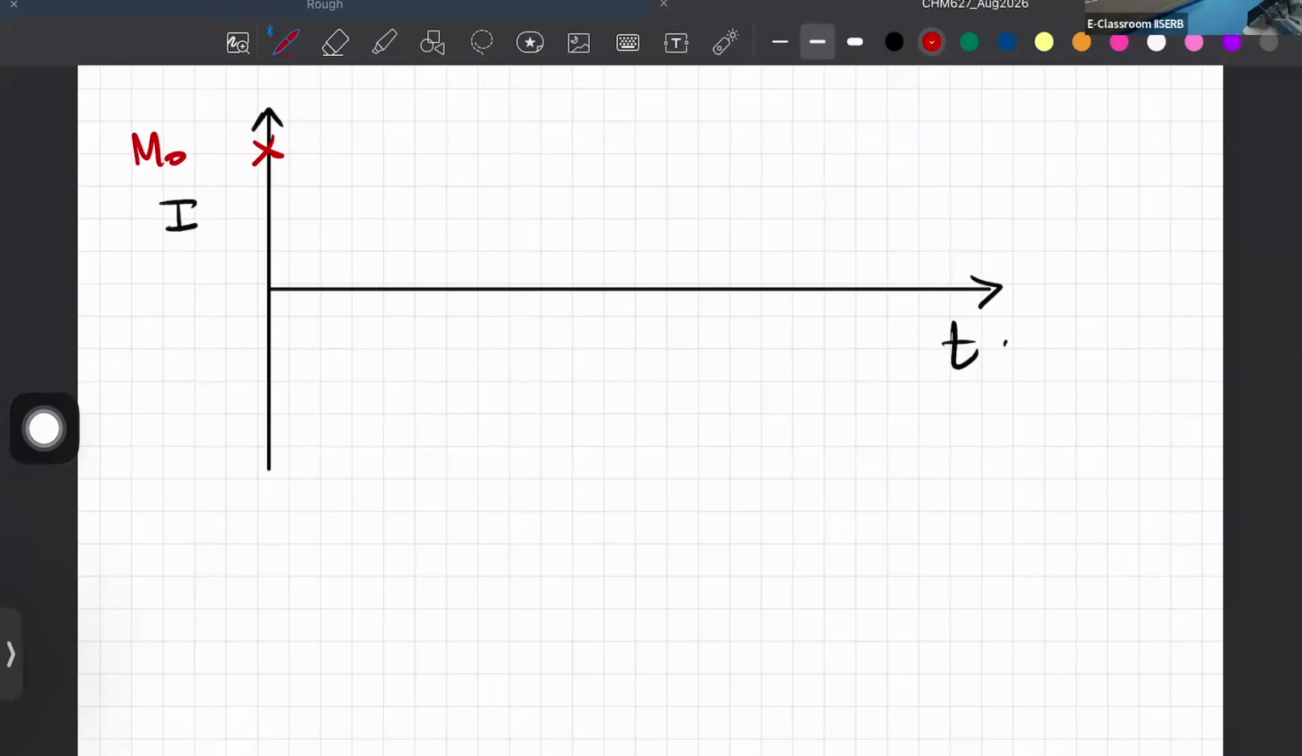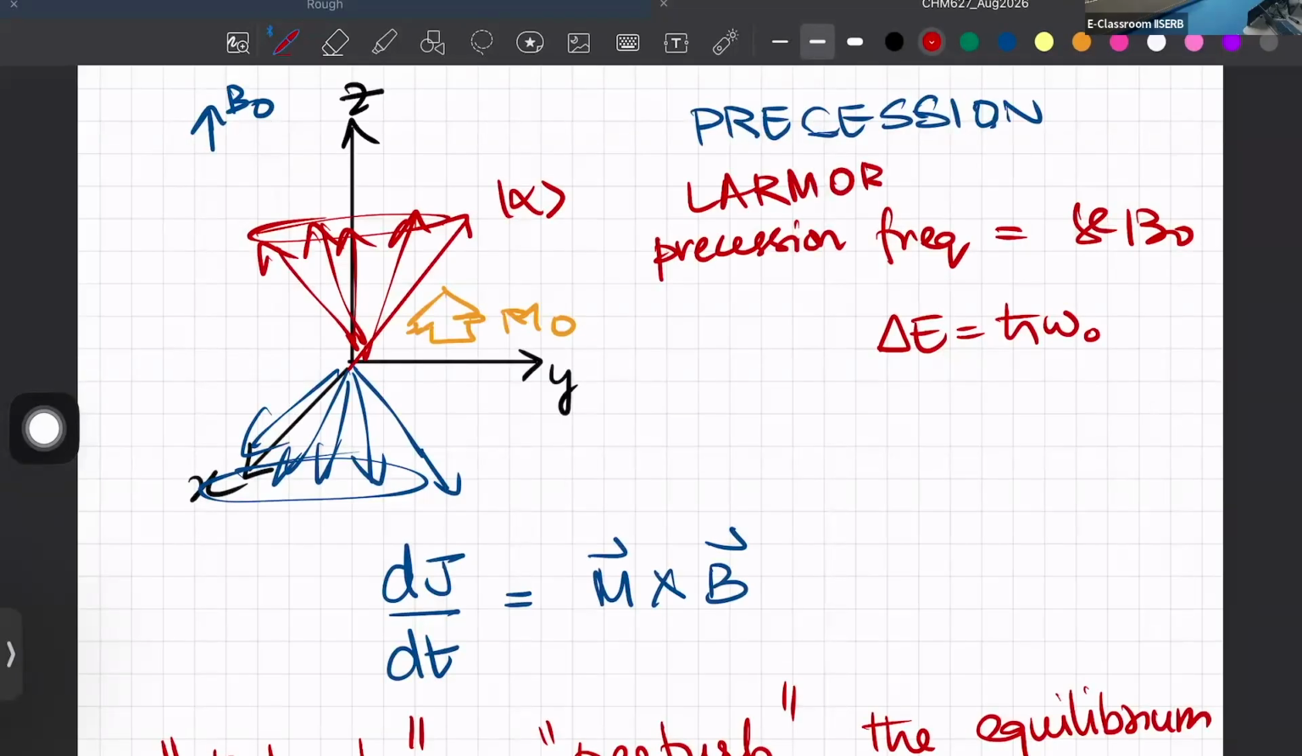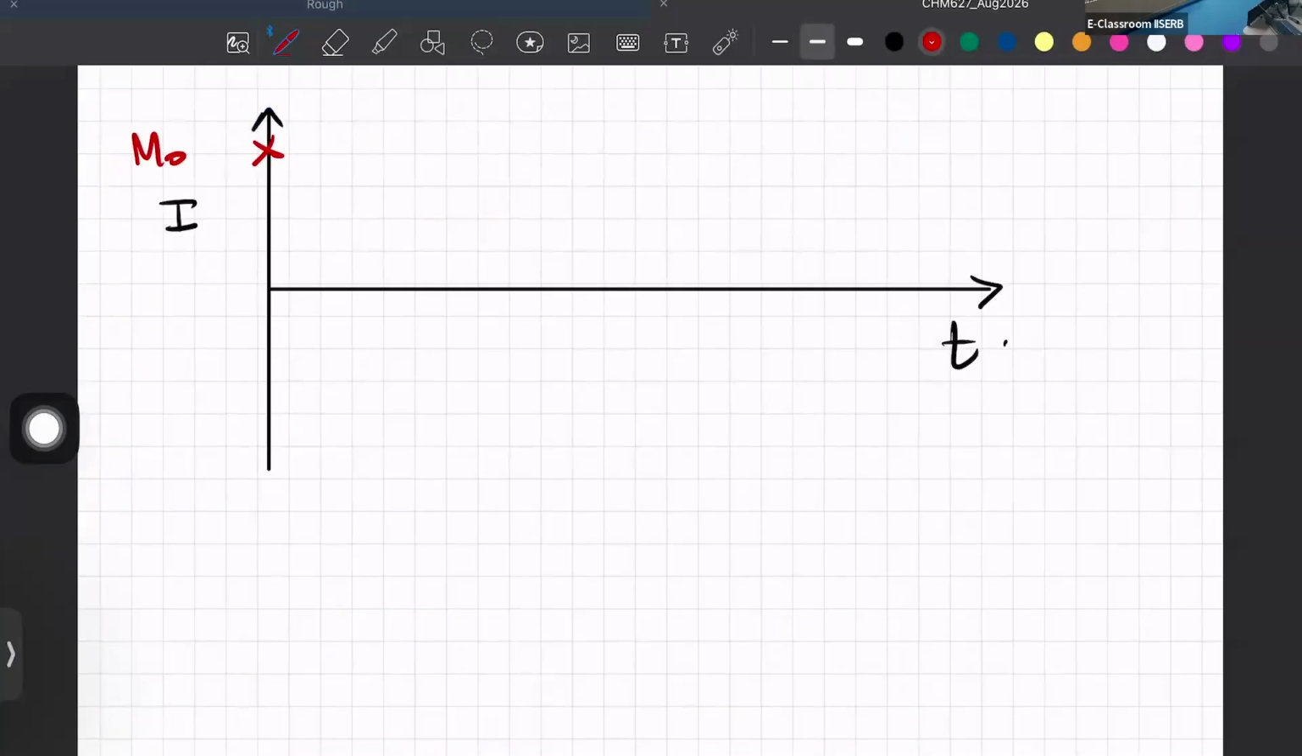But is the vector going to be static at that point? Remember, B naught came back up. Therefore, the M naught is going to be precessing about the B naught. Correct? And this precession frequency is once again going to be the Larmor precession frequency. I don't know whether I wrote the name. Larmor precession frequency. And what is that going to be? In this case, it's going to be gamma B naught. And therefore, what are you going to end up measuring here? You're going to end up measuring change of this magnetization over a period of time.